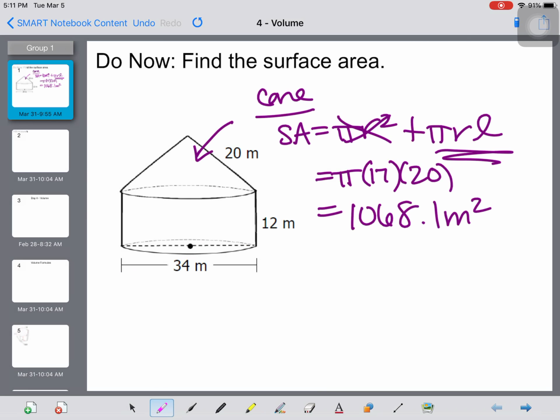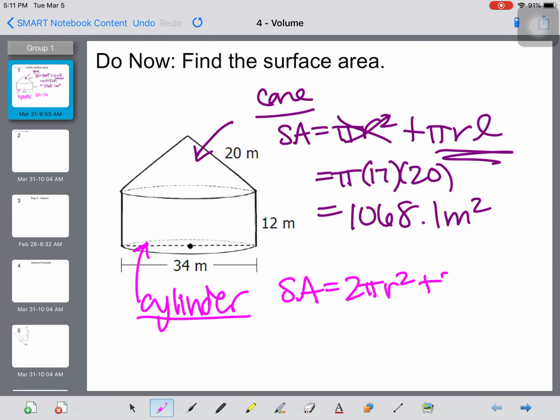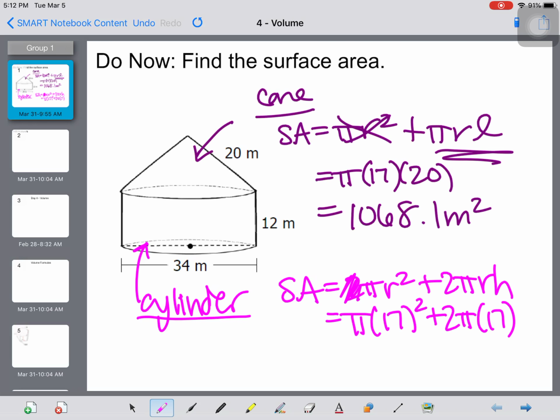Then we're going to go through and find from the cylinder. What's important here is that we cannot touch one of the circles. So while our surface area formula is 2 pi r squared plus 2 pi r h, I only have one circle, so I'm not going to do 2 pi r squared, I'm just going to do pi r squared. When you do that, again, my radius is 17. My height of the cylinder is this 12.